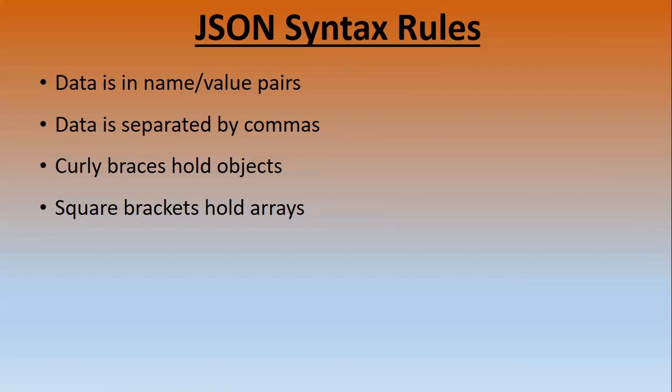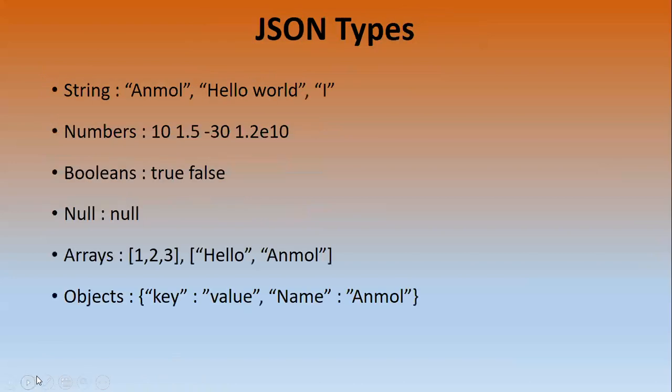It's just not restricted to holding objects or arrays. It also holds strings, then doubles, and even null values. So these all are the possible types. JSON can hold strings, like Anmol, hello world. Anything that is written in double quotes is a string. Then it even holds numbers.